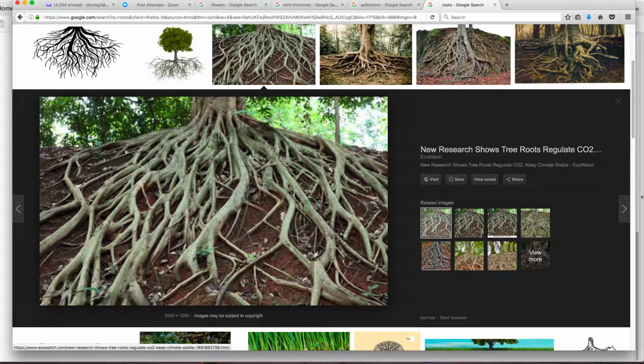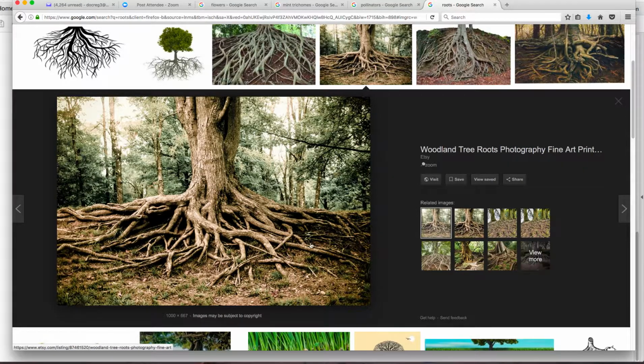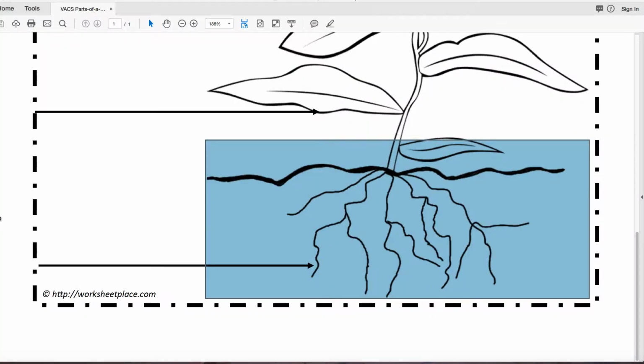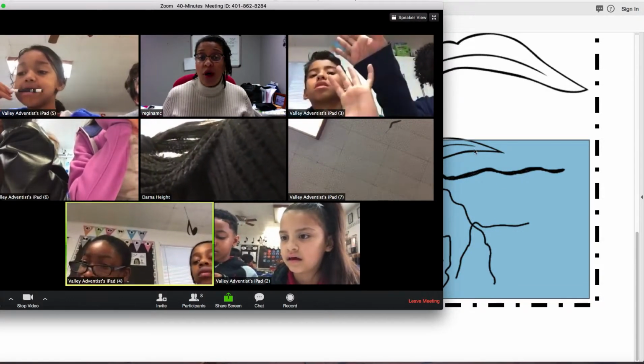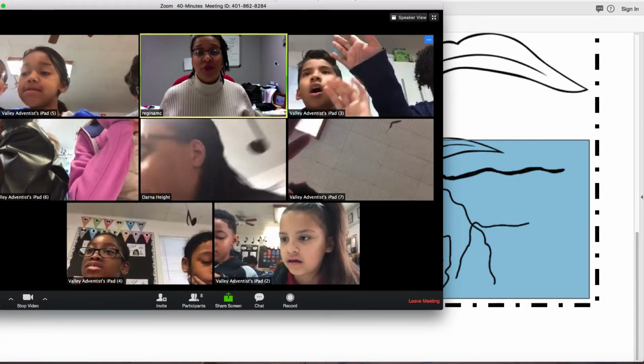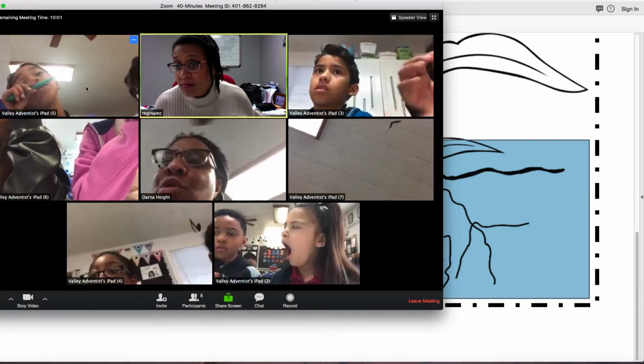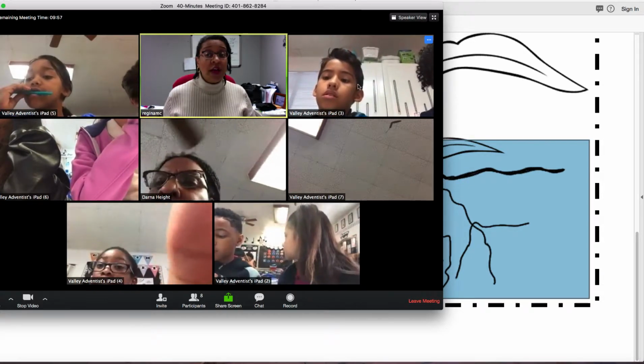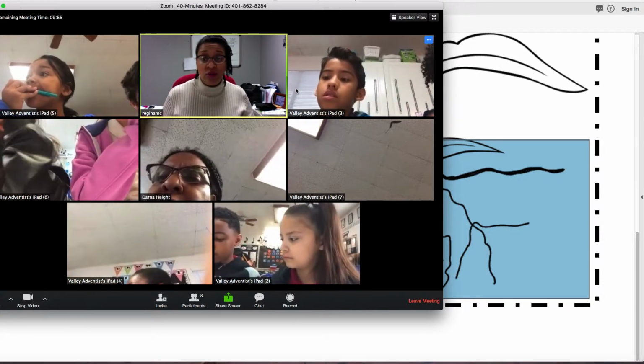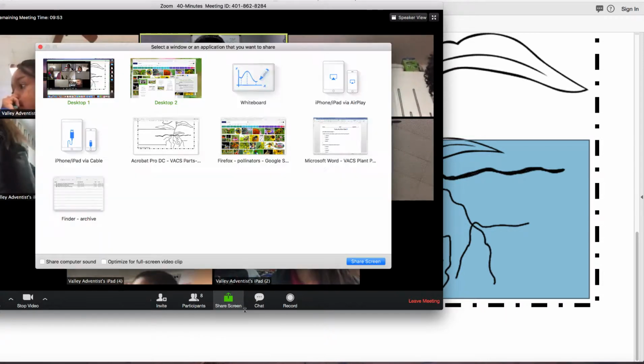So this is a tree, and sometimes trees have some of their roots above ground. They have a whole lot underground as well. What do you think the roots might be important for in a plant, other than taking up water? Go ahead, iPad number 3, yell it out. Sun. Okay, that's going to be a different part of the plant that will work with the sun.